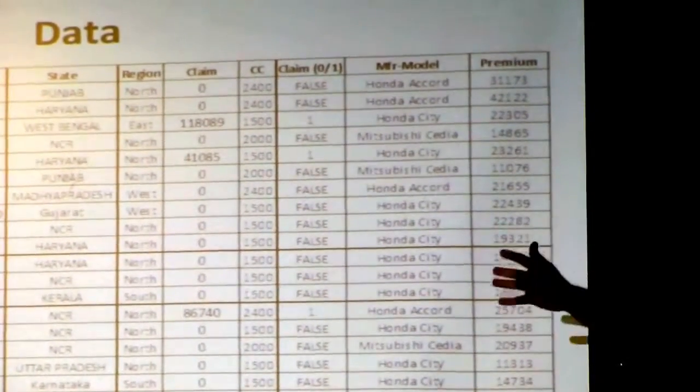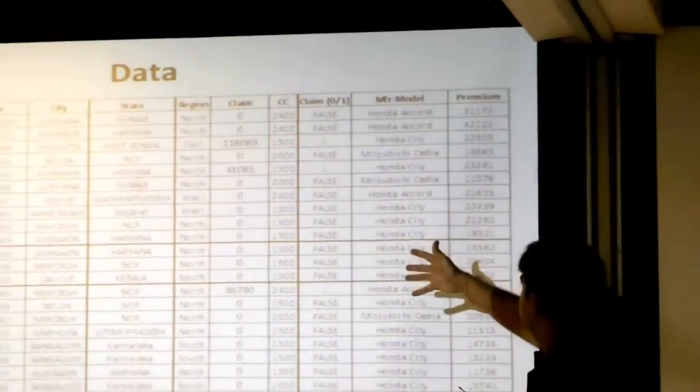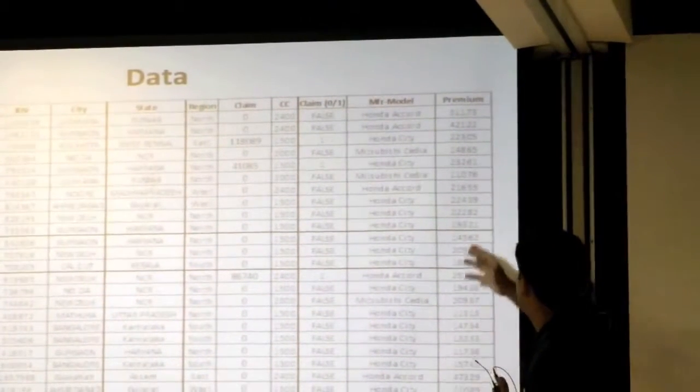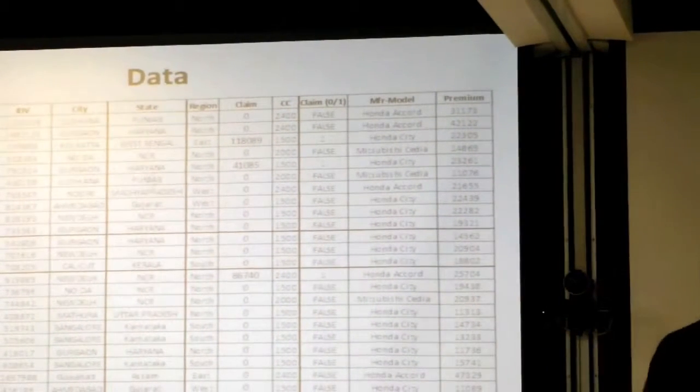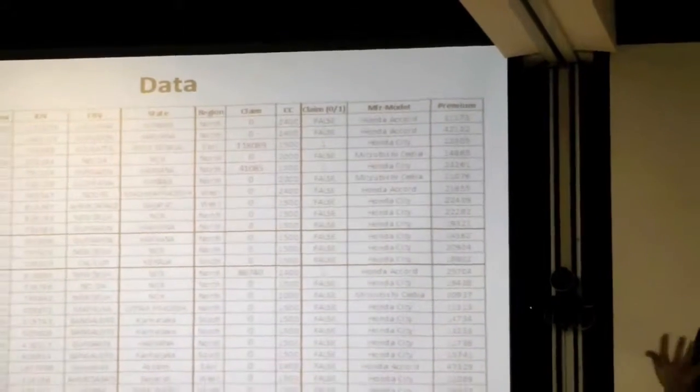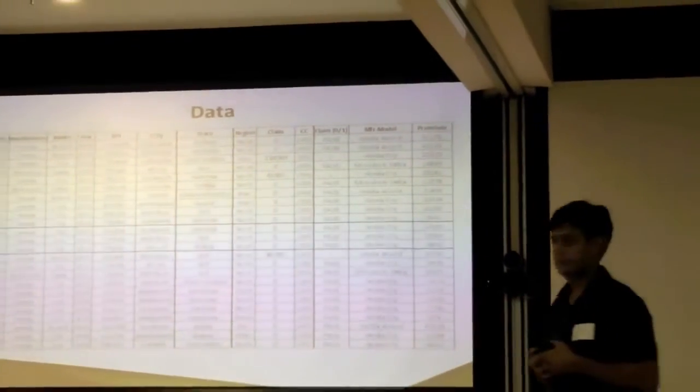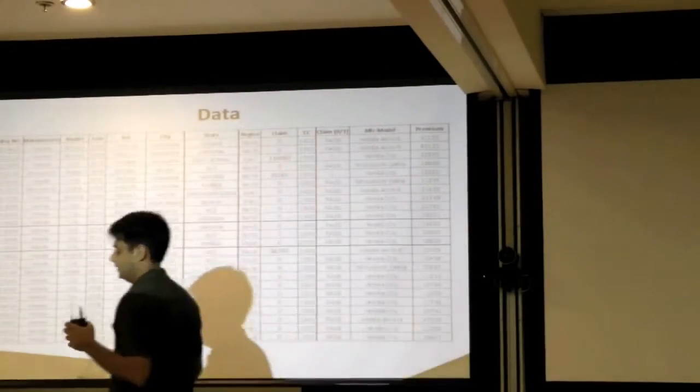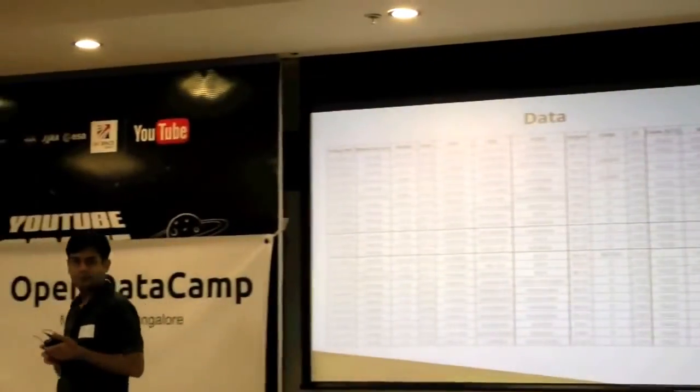You can see the cubic capacity of the engine, whether there was a claim or not, the manufacturer model, and the last column here is the premium. This is the amount that the person is paying on an annual basis. This is the insurance premium. So this is basically the data that we had.